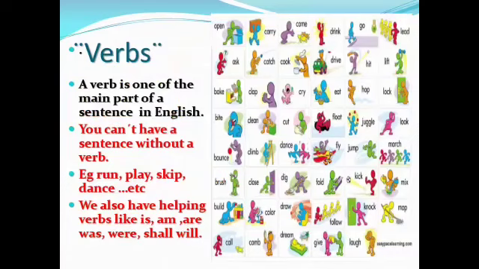The next we have are verbs. A verb is one of the main parts of a sentence in English. You cannot have a sentence without a verb. Some examples of verbs are run, play, jump, skip, dance, walk, write, etc. These verbs are action verbs. We also have helping verbs like is, am, are, was, were, shall, will, etc.